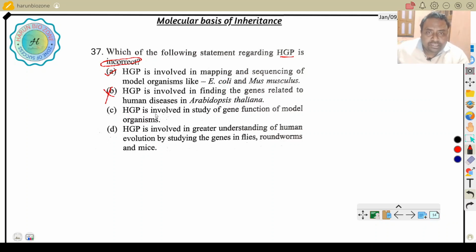HGP is involved in the study of gene function of model organisms, definitely right. HGP is involved in greater understanding of human evolution by studying the genes in flies, roundworms and mice. The Human Genome Project is mainly established to know the gene sequence, number of genes and function of different genes in the human body. Clear? So here the right answer is B.